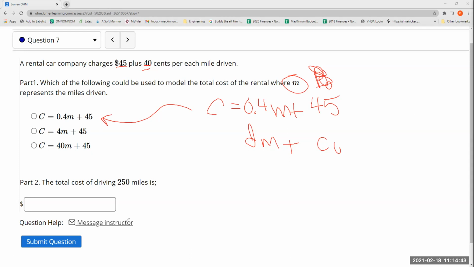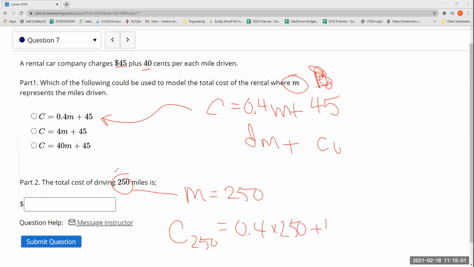And now what I'm asking you to do in this portion, I'm telling you, you're going to drive 250 miles. So now we know m is equal to 250. So what I'm really asked to find here is C of 250. So that's 0.4 times 250 plus 45.